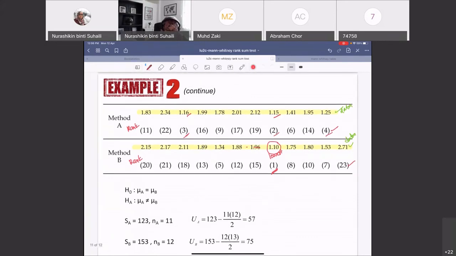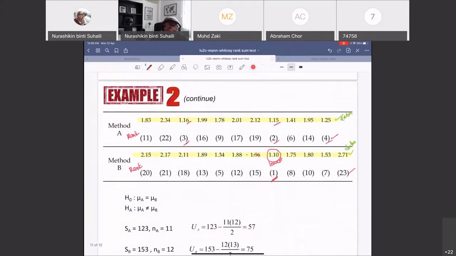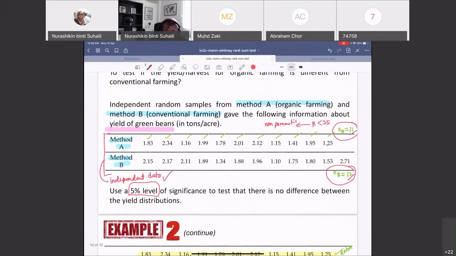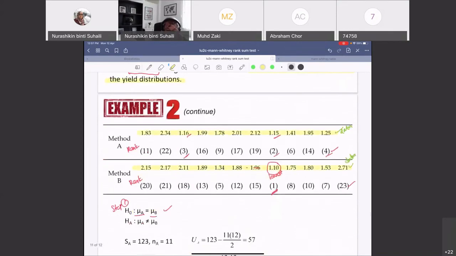Okay, and then, before that, hypothesis. Hypothesis is step 1. Same thing, mu A equal to mu B for this one. Now, the question says test that there is no difference between the yield distribution. This is an indication that it is a two-tailed test. So that will determine your alternative hypothesis to be this way. So it's a two-tailed test.